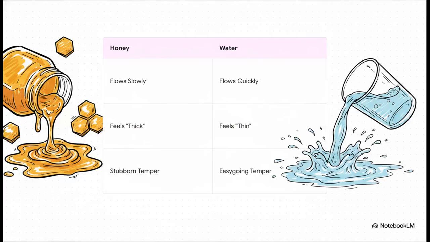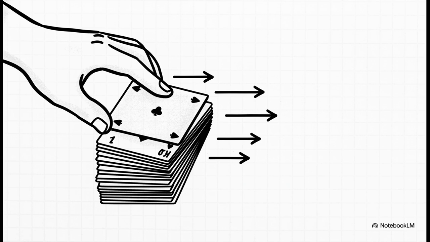So on one side, you've got your stubborn, thick honey, and on the other, you've got easygoing, thin water. Now, in physics, we have a proper name for this temper or this thickness. We call it viscosity, and really, it's just a fluid's internal friction, its own resistance to flowing. Honey has a really high viscosity, and water, well, its viscosity is super low. But what's really cool is how this whole thing works on a microscopic level.